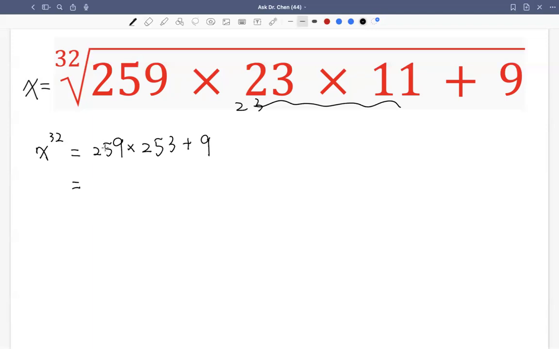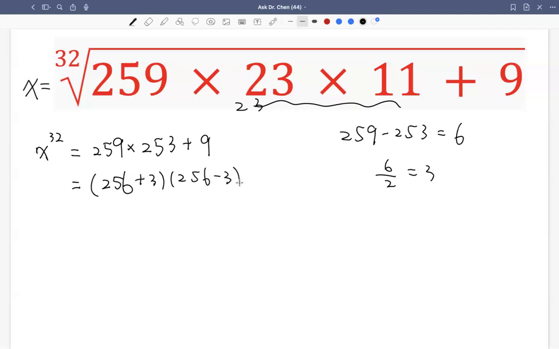Well, think about those two numbers, 259 and 253. 259 minus 253 equals 6. 6 divided by 2, that's 3. Okay. So we can write this as a difference of two squares. We can write 256 plus 3 and 256 minus 3, then plus 9, right? This is still 259, and this is still 253.